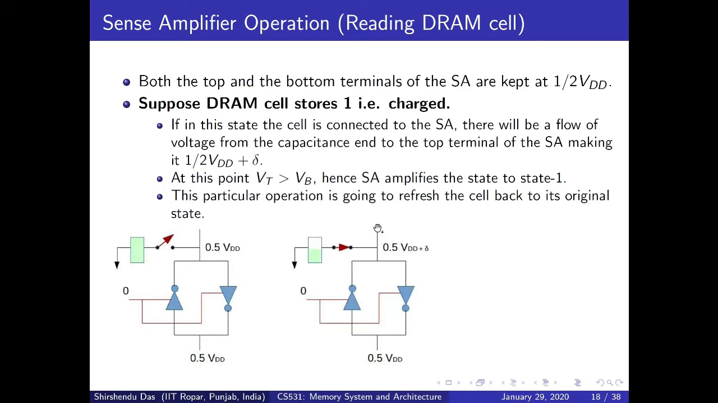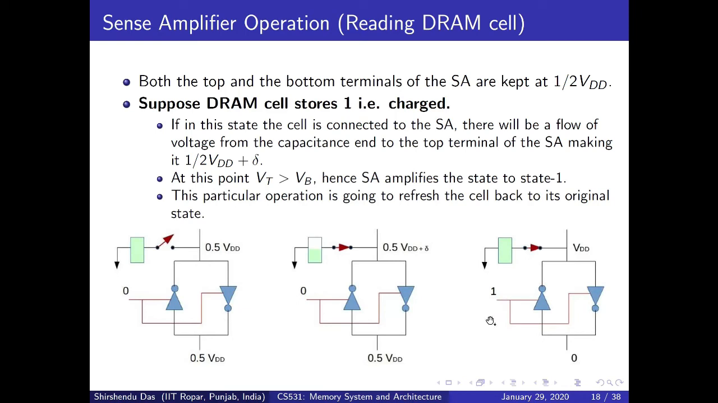That means VDD. So instead of 0.5 VDD plus delta, ultimately it will go to VDD here and 0 here, and that is called binary 1. You can assume that is a binary 1, like this. See, it is automatically converted to VDD, and now this is 0. This is stable state 1, which we can assume as binary 1.